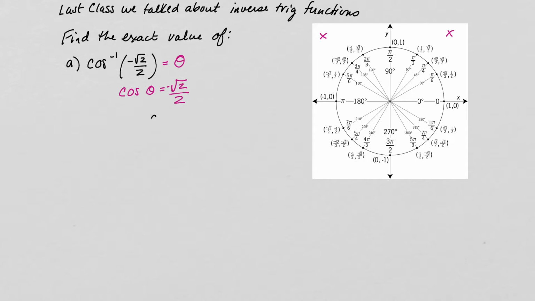So in this case, theta is going to be 3 pi over 4, and that 3 pi over 4 was your answer. Questions about that problem? Remember that -1 is just notation. It's standing for the inverse. It's not saying 1 over cosine.